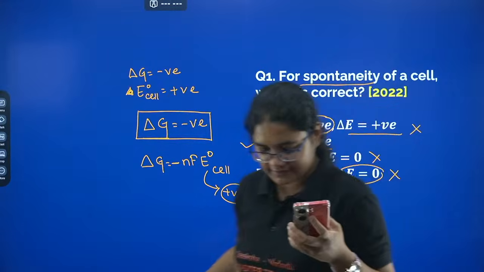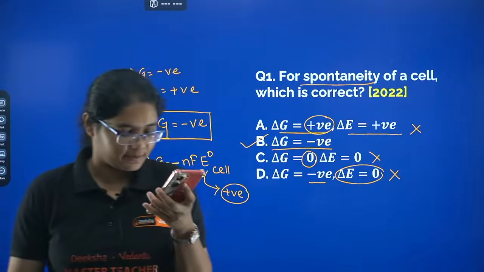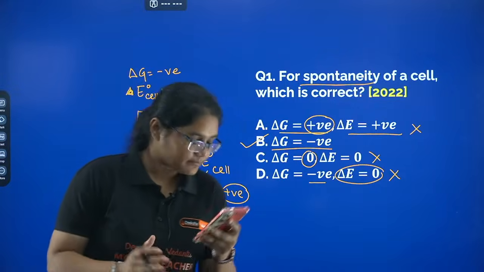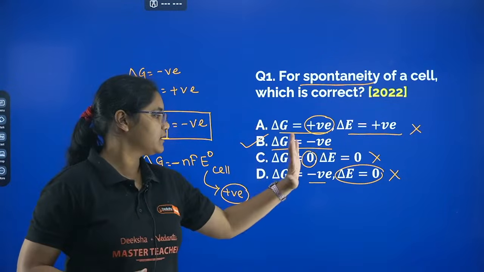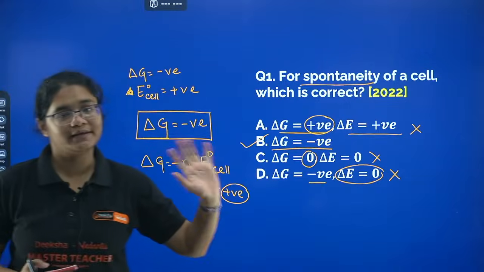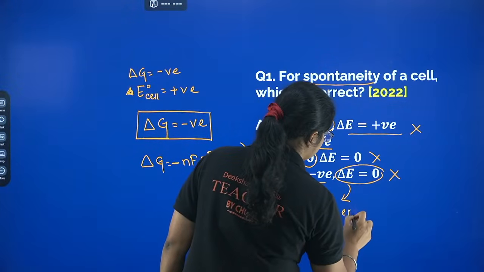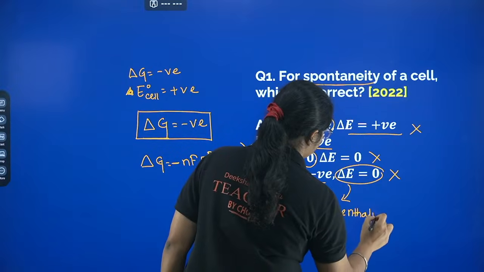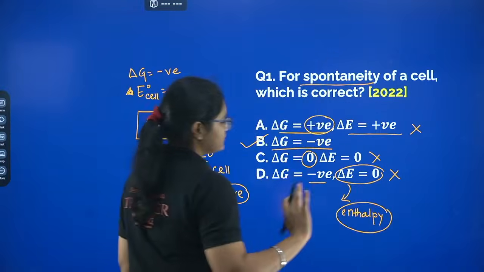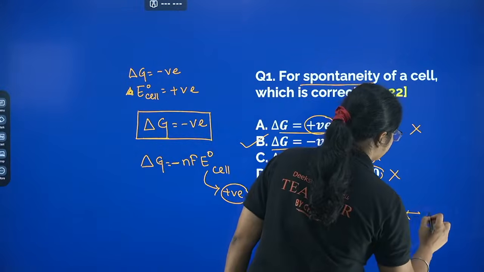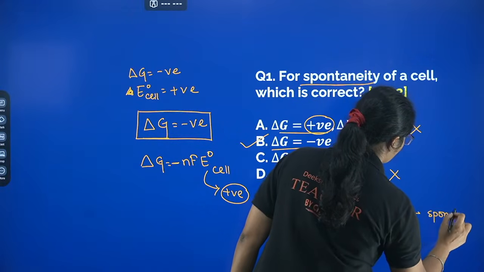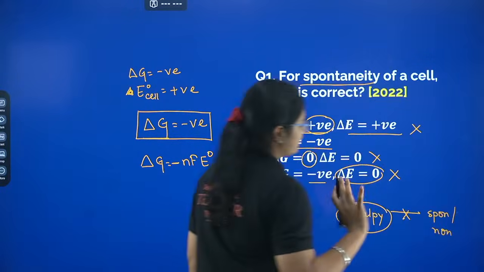Tara Devi, no worries. Please check the question properly. Yes, Tara Devi, here we need only one condition, that is delta G has to be negative. This delta E here, please remember, is your enthalpy. And enthalpy does not tell us anywhere whether a reaction is spontaneous or non-spontaneous. We are not worried about enthalpy in any way.